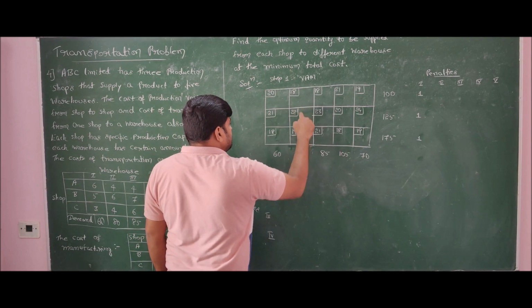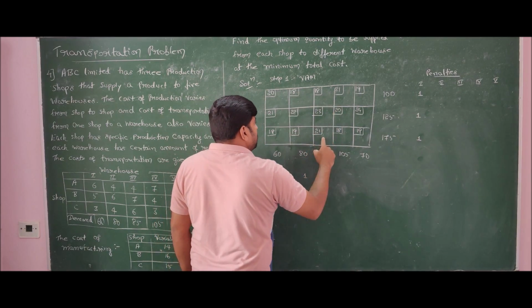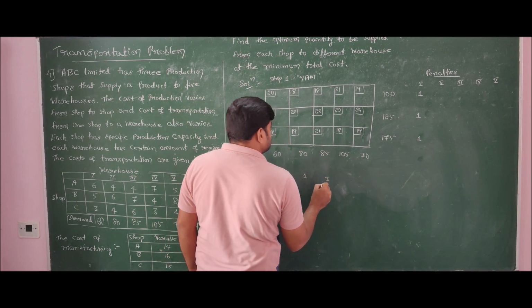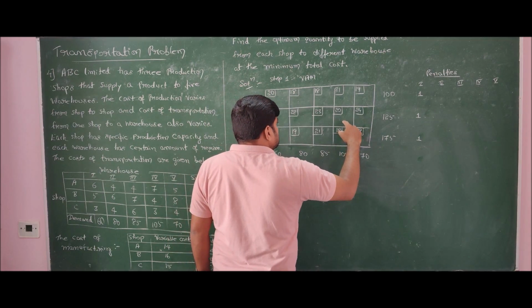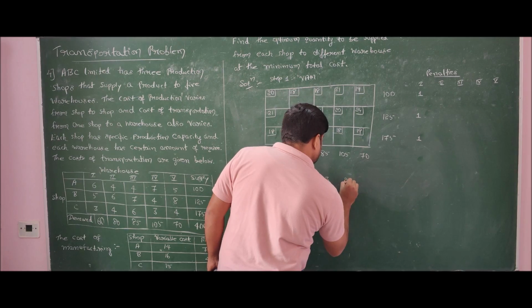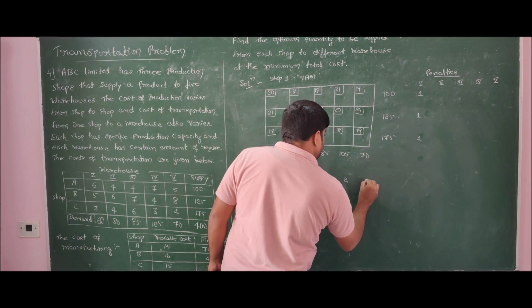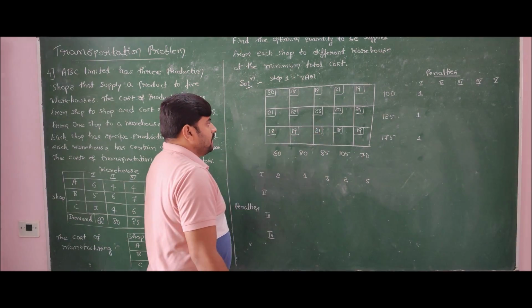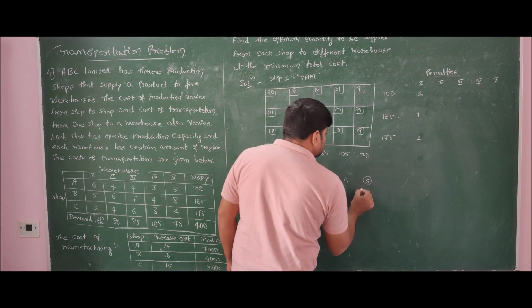Least cost is 18 and 19, penalty will be 1. Here we have 18 and 21, penalty will be 3. Here we have 18 and 20, so penalty will be 2. Here we have 19 and 24, penalty will be 5. Penalty will be 5, so therefore I should go with this one, which has the highest penalty.